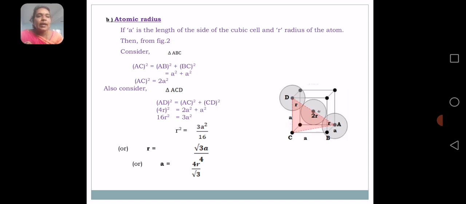Our aim is to calculate the lattice constant for the derivation purposes. So A is equal to 4R divided by root 3.